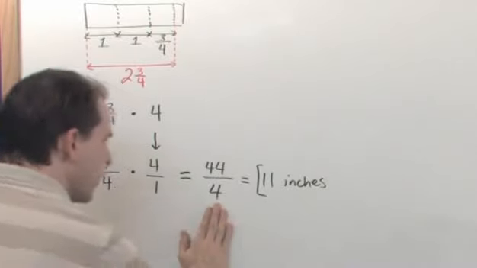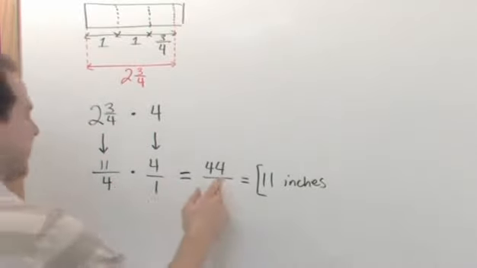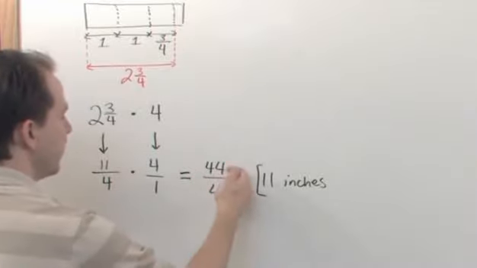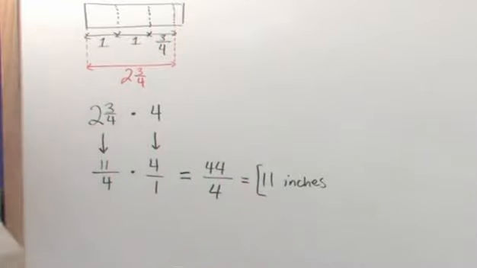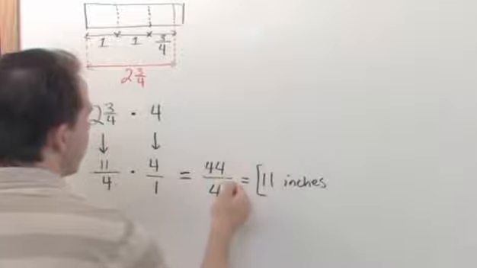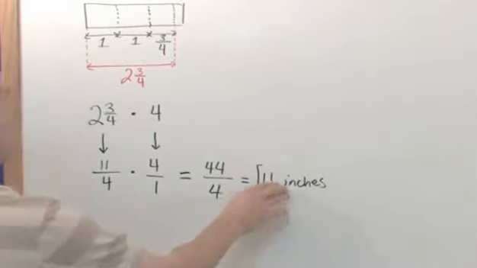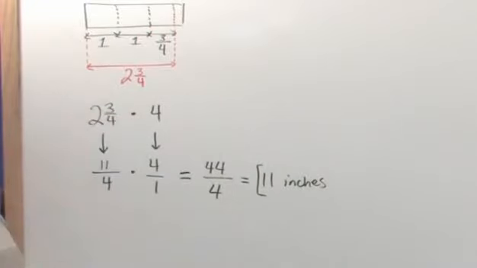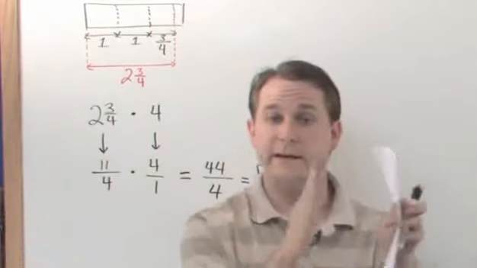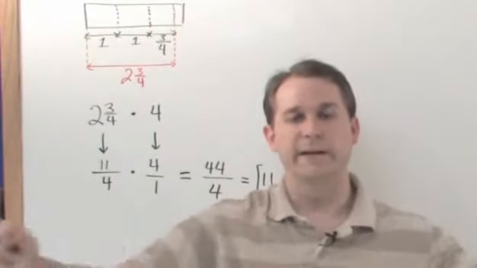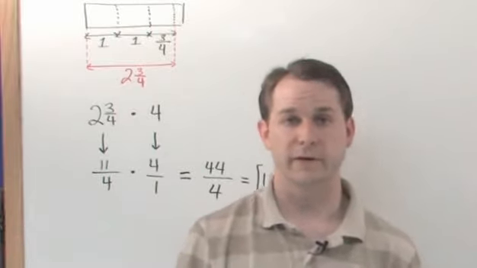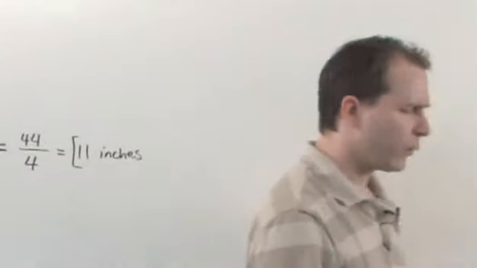Now this is the answer, but people don't really like you to leave the answer in terms of an improper fraction with a bigger number on the top, so you try to divide. 44 divided by 4 gives you 11. Okay? And that's the answer, 11 inches. So if you were to take 2 3/4 pieces of wood and stack them end to end to end to end, you would find in the end that you have 11 inches long there. Okay? So we're going to do a lot of examples here, a lot of problems here to make sure this is totally clear. Let's go on to the next one.